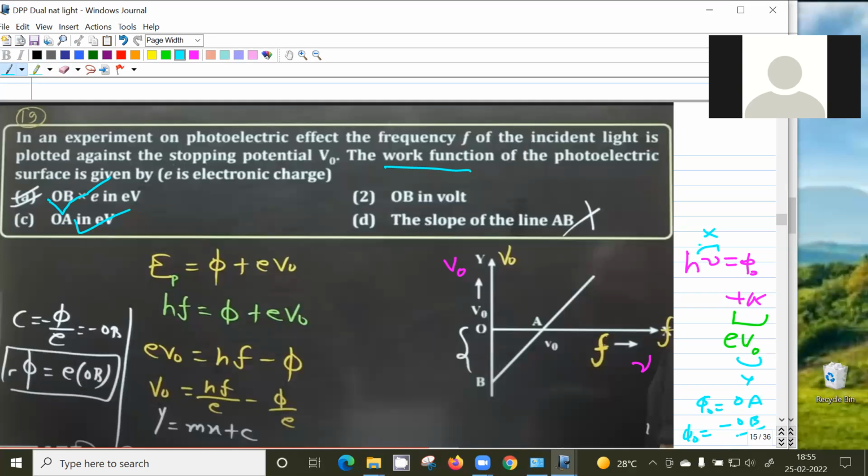See, phi naught I can get by putting x equal to 0, right? So that will give me the y-intercept. And the y-intercept is basically e into V naught, right? Sorry, the y-intercept is just V naught. So that y-intercept multiplied by e will give me phi naught. So that is option A. The y-intercept will be multiplied by e. So option C is also true then.